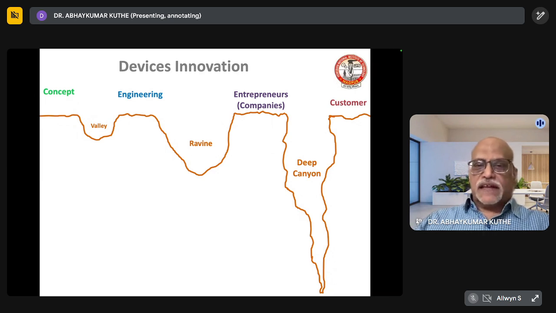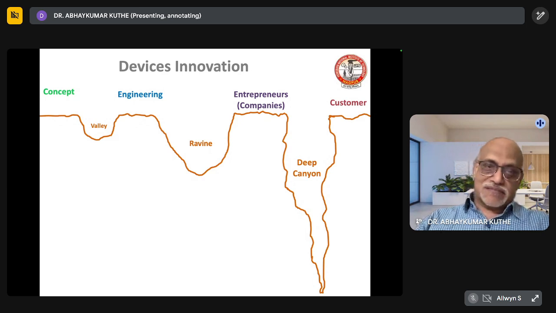And once this is done, then there are the entrepreneurs or the companies who will be interested in manufacturing that particular part in numbers, and finally that part will go to the customer. So if you look from concept to engineering, from engineering to entrepreneurs or the companies, and to the customer, you'll find that there are valleys, ravines, or deep canyons. So this is really very interesting.